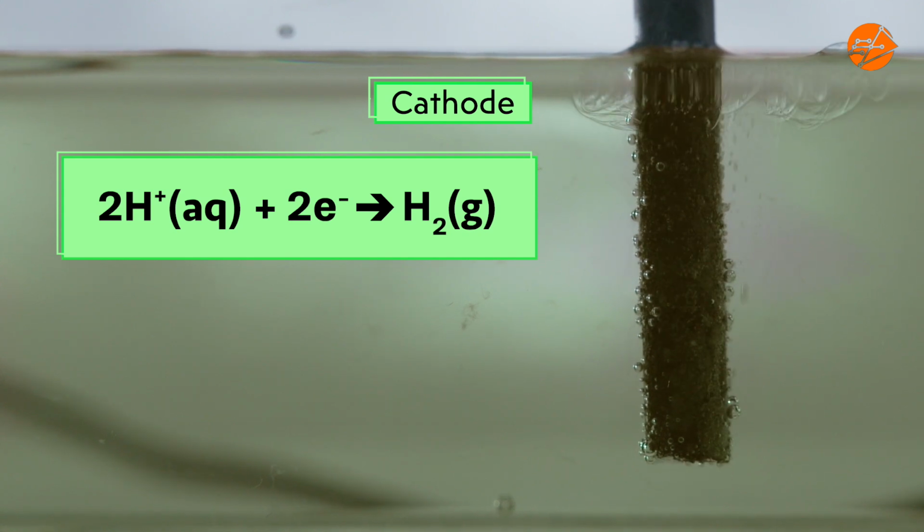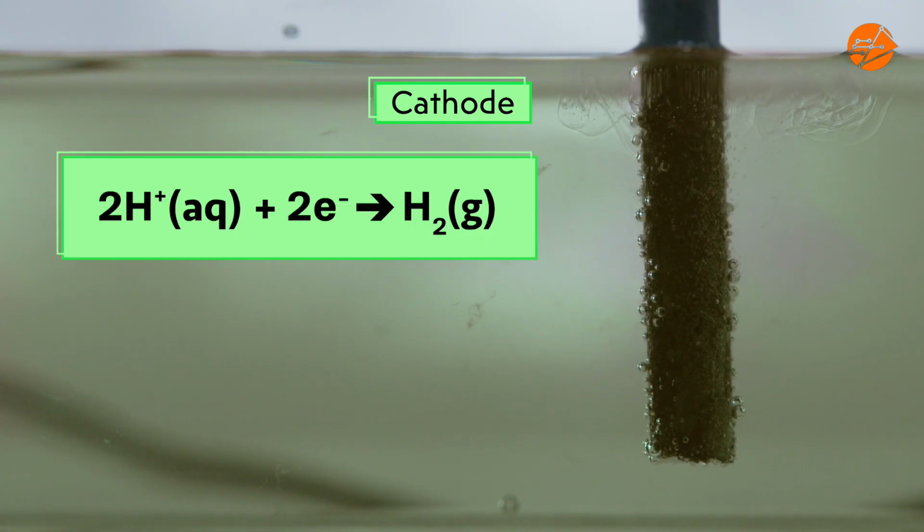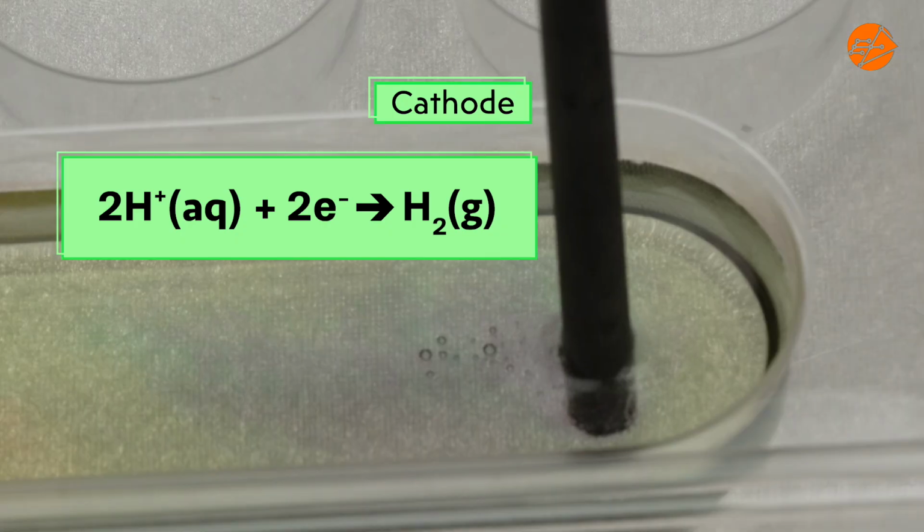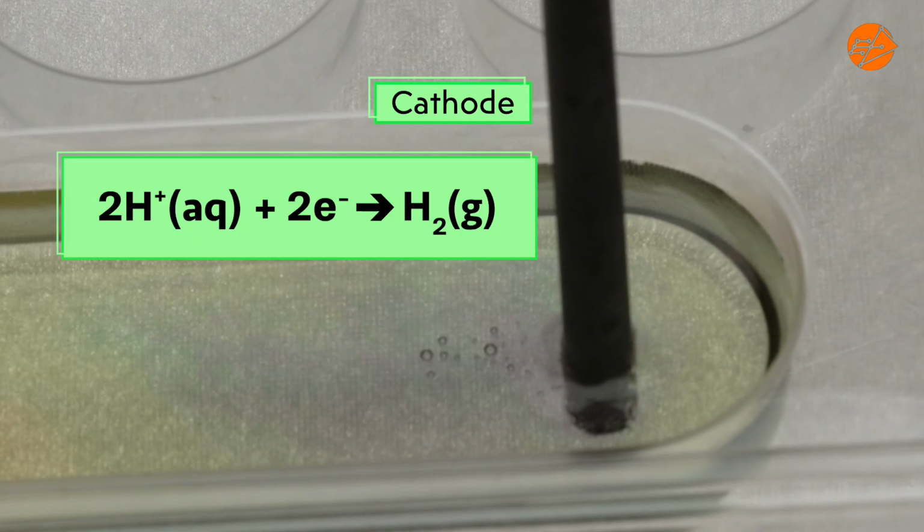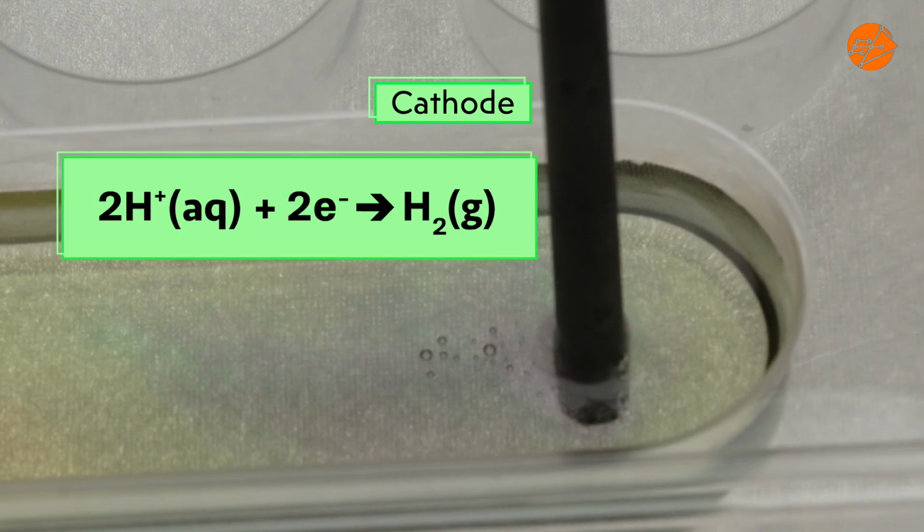As hydrogen ions are discharged at the cathode, the concentration of hydrogen ions becomes lower than the concentration of hydroxide ions. The pH increases, causing the universal indicator to turn from green to purple.